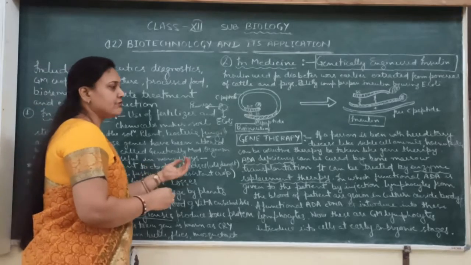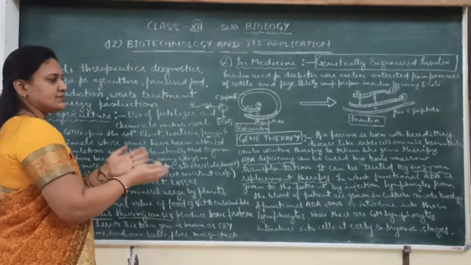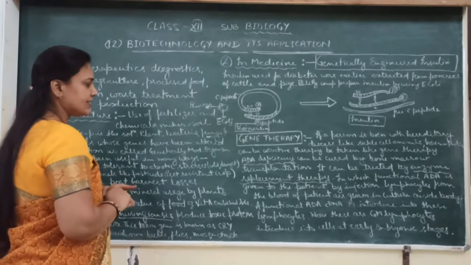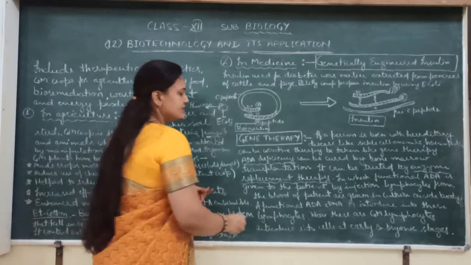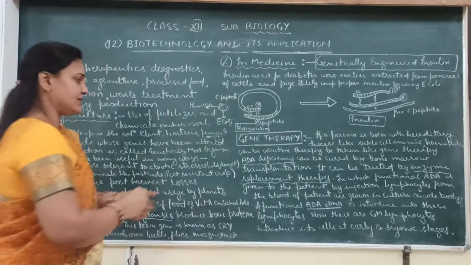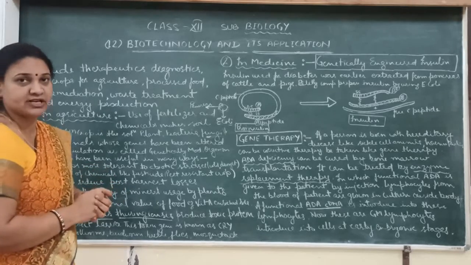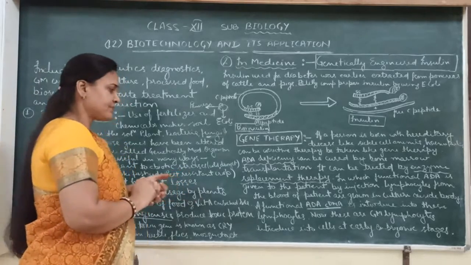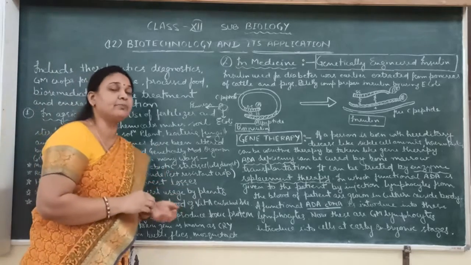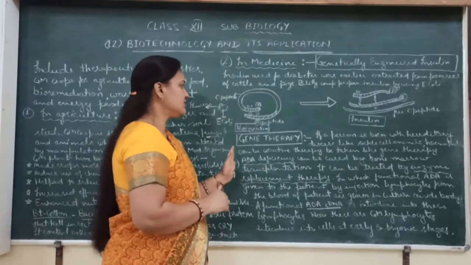So lymphocytes are taken from the blood of the patient, and these lymphocytes are grown in culture outside the body. Then a functional ADA cDNA is introduced into these lymphocytes. Now these lymphocytes are known as GM lymphocytes, genetically modified lymphocytes, and they can be introduced into the cells at the early embryonic stage. So this is gene therapy.